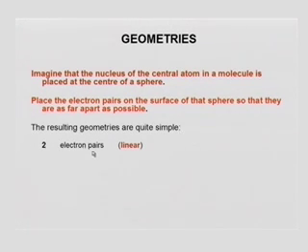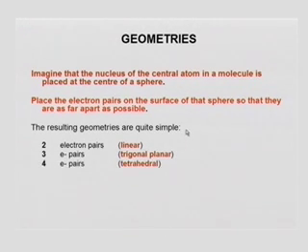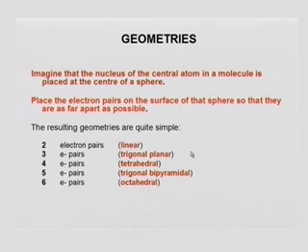If you've got two pairs, very clearly, if they're as far apart as they can be, then it's going to be linear. And we'll see, I'll show some pictures in a moment. Three pairs, trigonal planar. Oh, we're getting into some serious terminology here. Four, tetrahedral. That name should be fairly familiar. Five, trigonal bipyramidal. And six, octahedral. Right, let's move on.